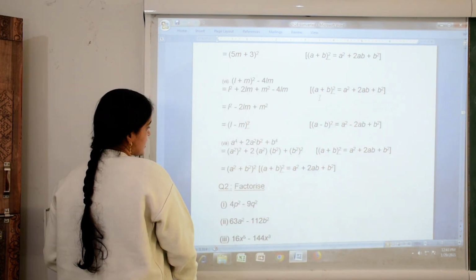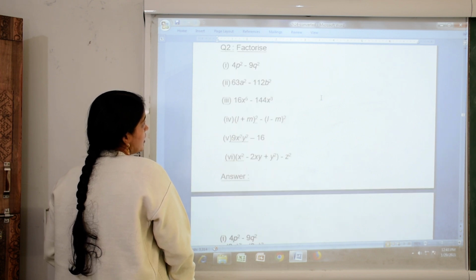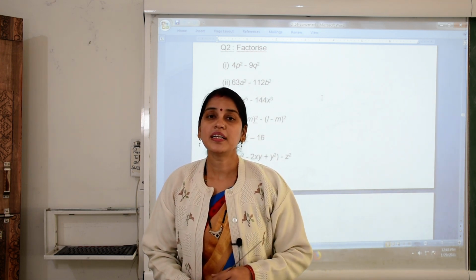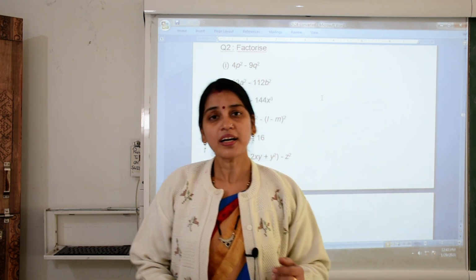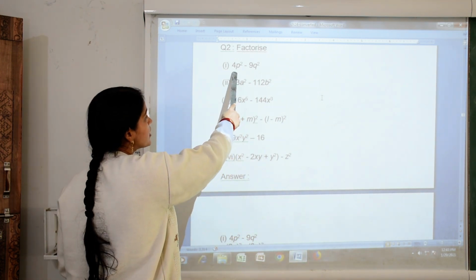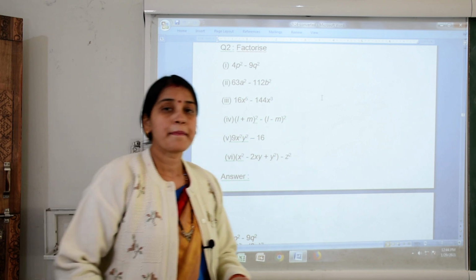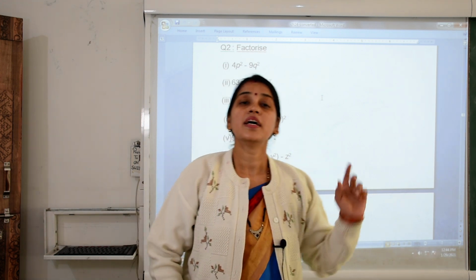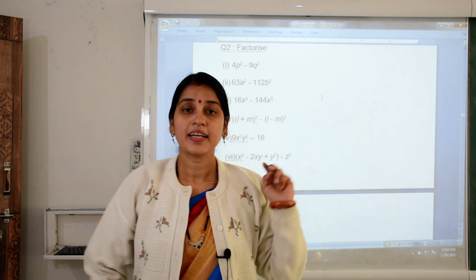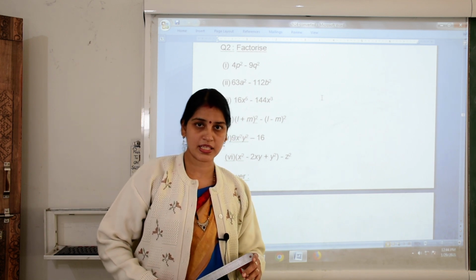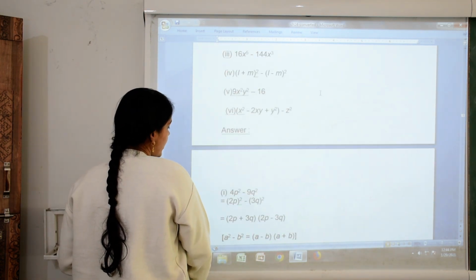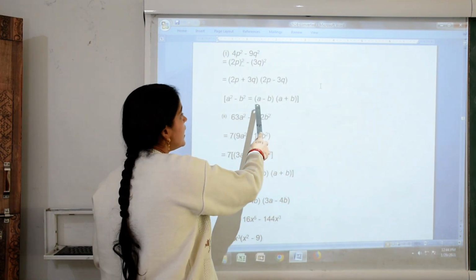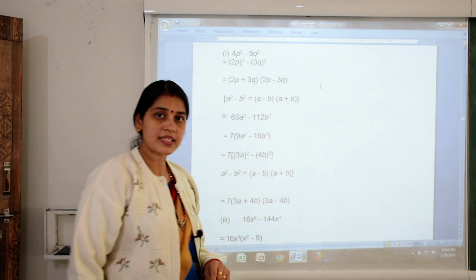Now let's see question number 2. Our question 2 is again the same. It is given as factorize. But how to factorize, according to the question? So here you have given first one, 4p square minus 9q square. Now both have a square, that means we can use identity third, that is A square minus B square. Now what is A square minus B square? A square minus B square is equal to (A minus B) into (A plus B).